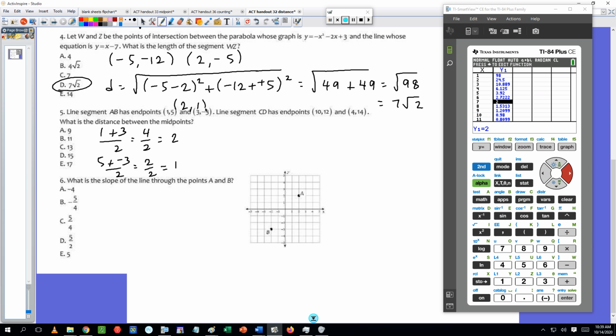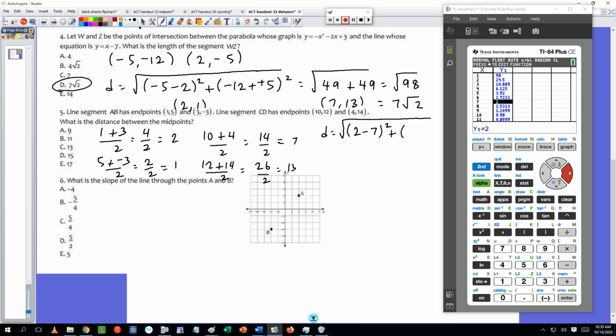CD, the x's. 10 plus 4 over 2 is 14 over 2, 7. 12 plus 14 over 2 is 26 over 2, 13. The midpoint of this one is 7, 13. I'm going to find my distance between those 2 points. Distance is equal to, subtract the x's. 2 take away 7, subtract the y's.